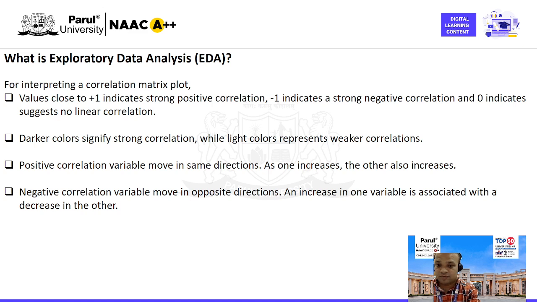Positive correlation: variables move in the same direction, as one increases the other also increases. And for negative correlations, variables move in opposite directions, an increase in one variable is associated with a decrease in the other. So both positive and negative correlation are there. These are the points for the correlation matrix plot interpretation.